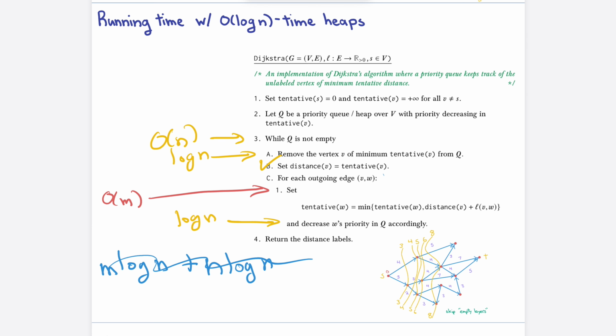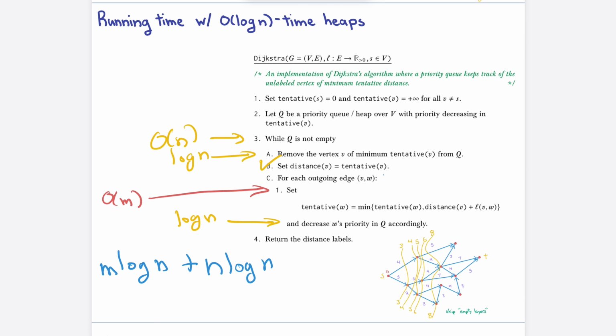M log n plus n log n. Okay. Yeah, I decrease priority m times. I also remove min n times, so m plus n log n. M is probably bigger than n, but anyway. Okay, that much we're okay with?